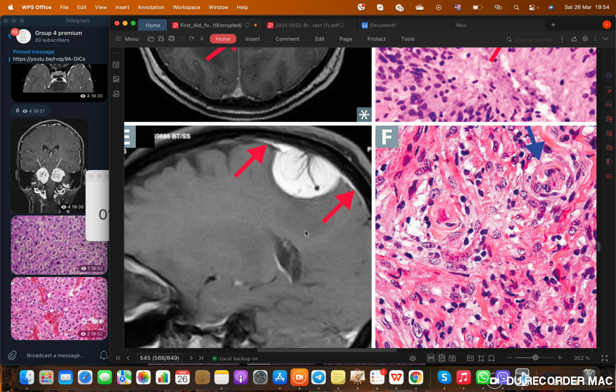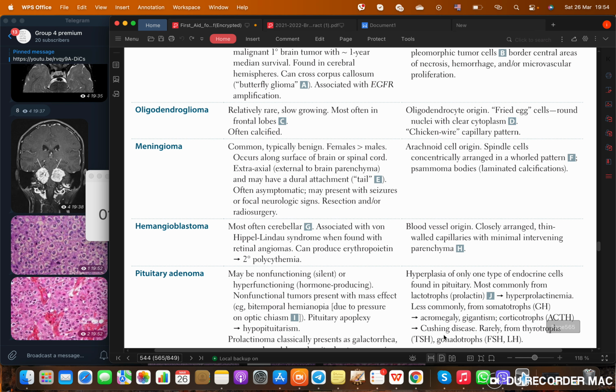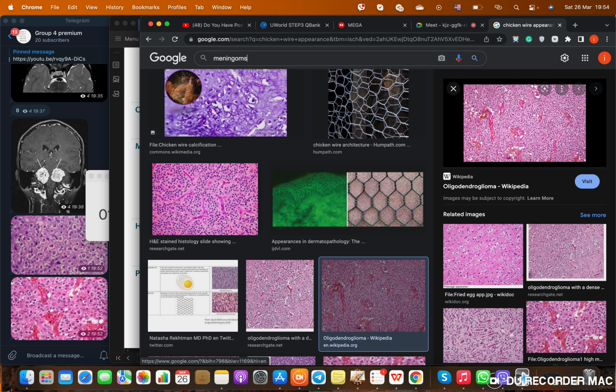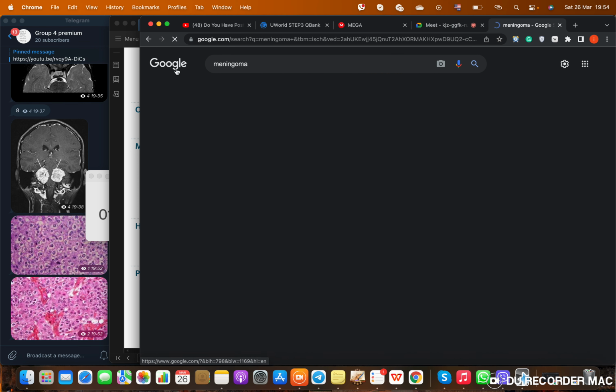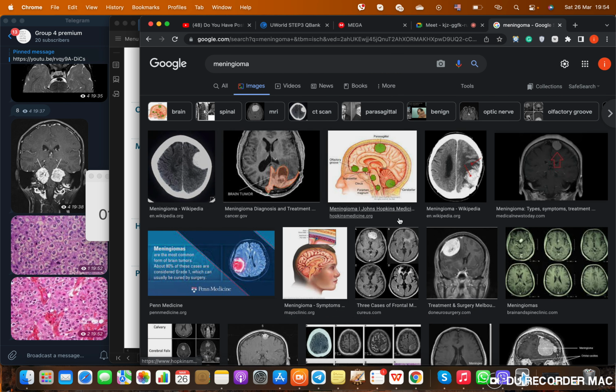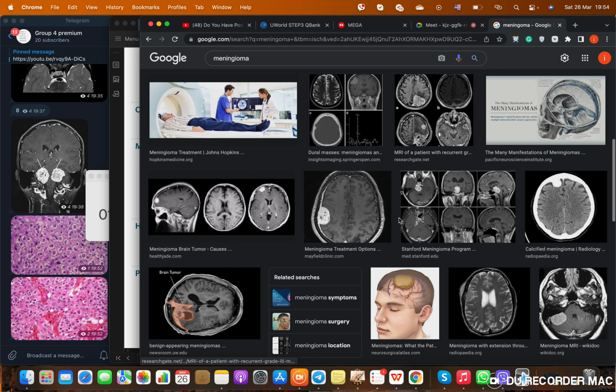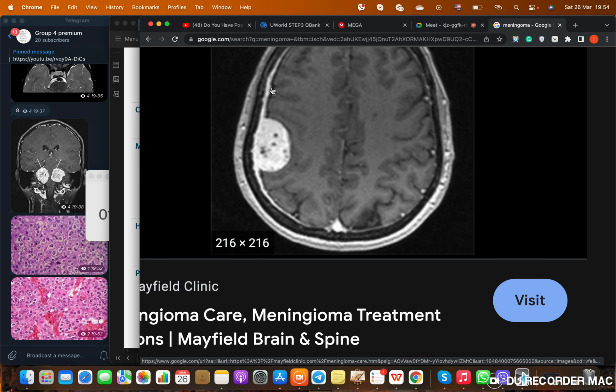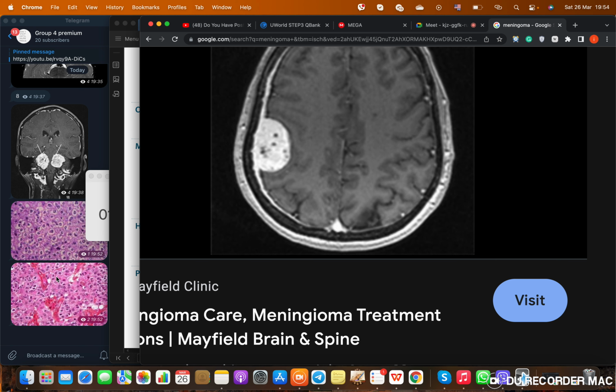So actually, personally, that's how I used to identify it. I just look for the tail. Meningioma. Okay, so let's start looking for tails. So this is a meningioma. I hope you can see the white tail, the white tail.